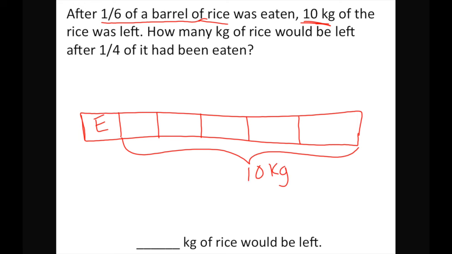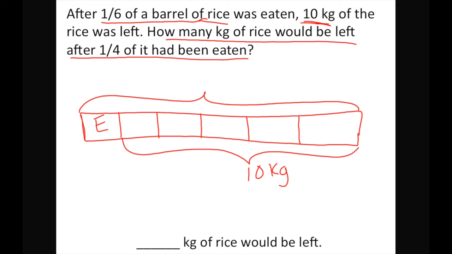I want to know how many kilograms of rice would be left after 1/4 had been eaten. So now this is where it gets a little bit tricky, right? Because I know that I now have to find out what each unit is and then break the bar up into 4 parts because they want to know how many kilograms of rice would be left after 1/4 had been eaten. So let's begin by figuring out first what each unit is because we have to know what is the whole amount of rice before finding 1/4 of it. So that's our first step, finding the whole amount of rice.